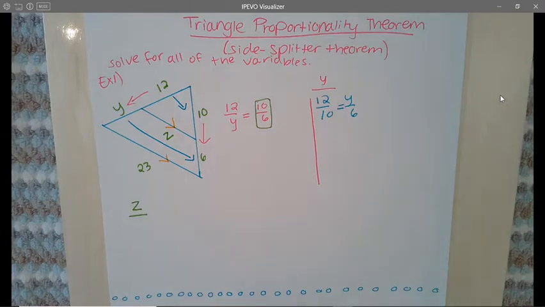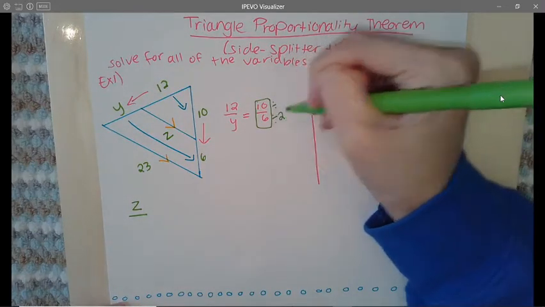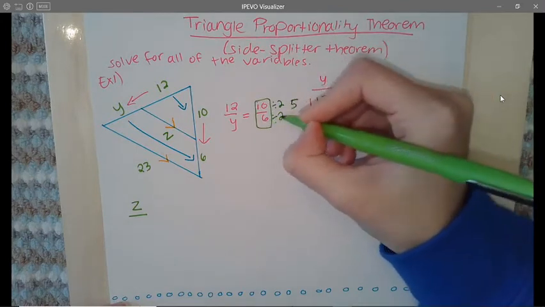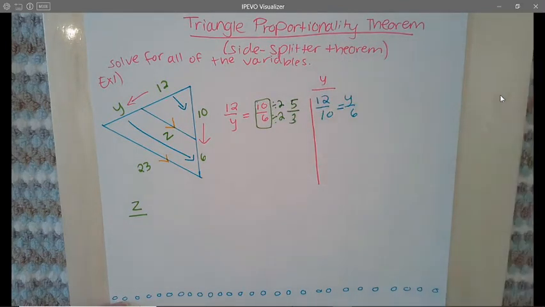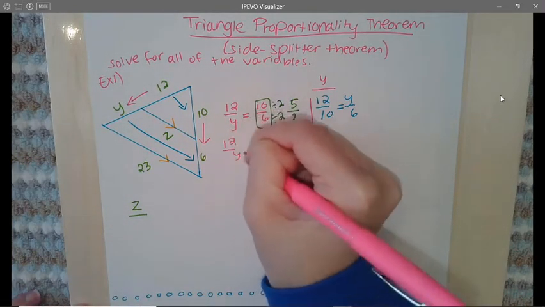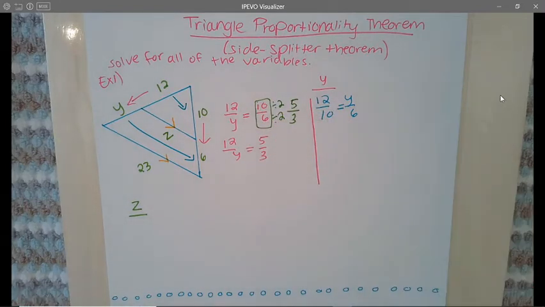Okay, so what is a number that will divide into 10 and 6? It would be 2. So I'm going to divide both of these by 2. Okay, so 10 divided by 2 is 5, and 6 divided by 2 is 3. So I'm actually going to be using 5/3 in my ratio. So I'm going to rewrite this. 12 over y equals 5 over 3. And now my numbers will be smaller, which will make my life much easier. Okay, well, let's get going.